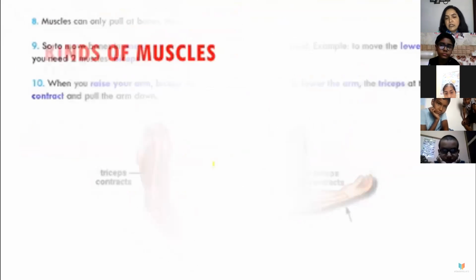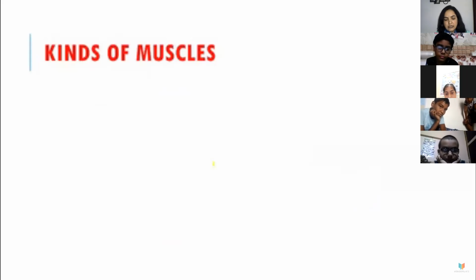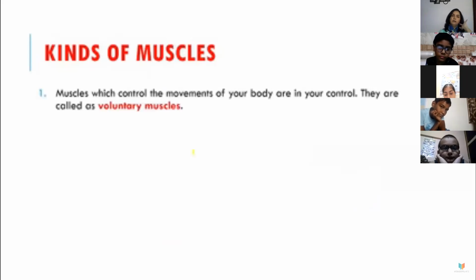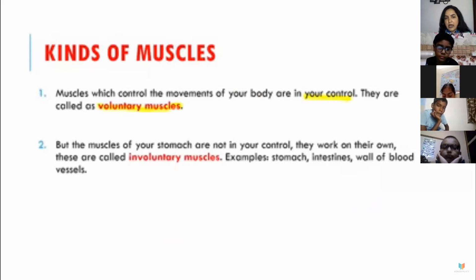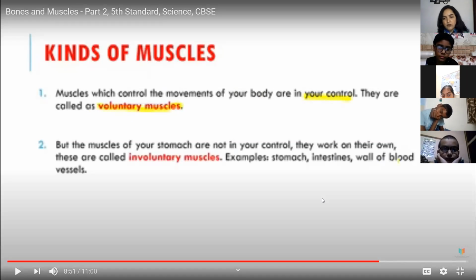Now there are different kinds of muscles, so many kinds of muscles are there. We have major muscles which control the movement of our body and are in your control. Those we call voluntary, means they are under our control and we just order them what they have to do. But muscles of your stomach are not in your control. Whenever they feel hungry, they will start cramping.